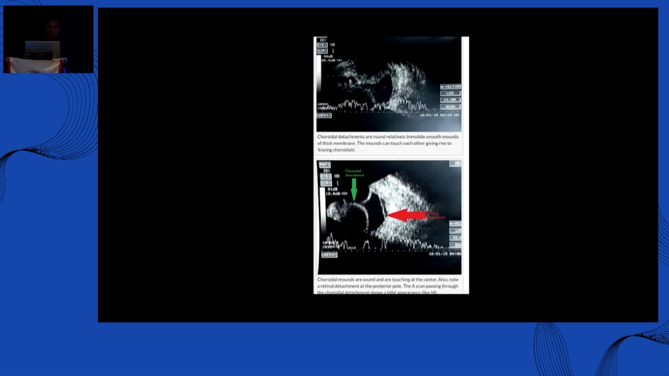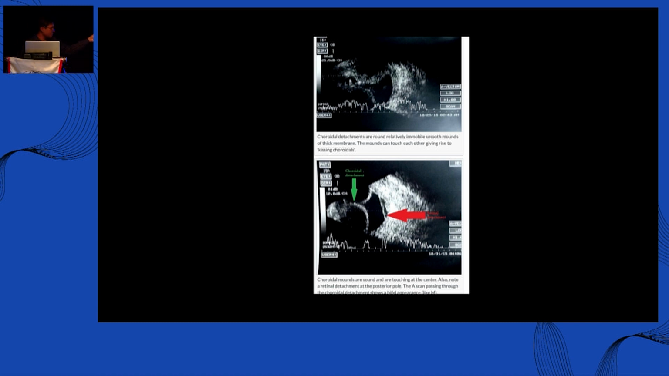So this is the choroidal detachment. The lower diagram shows the typical kissing choroidals, where they are attached. Especially after trabeculectomy, if the pressure is very low, you have to rule this out.